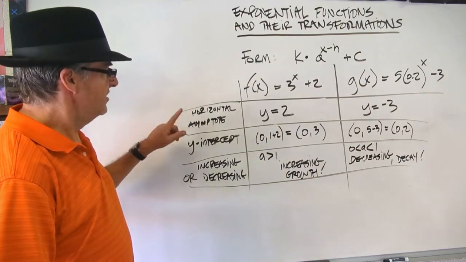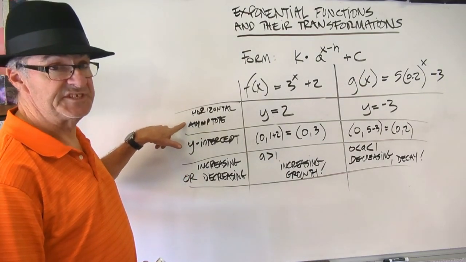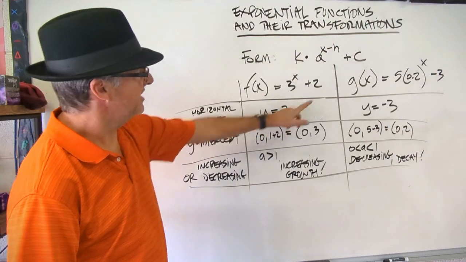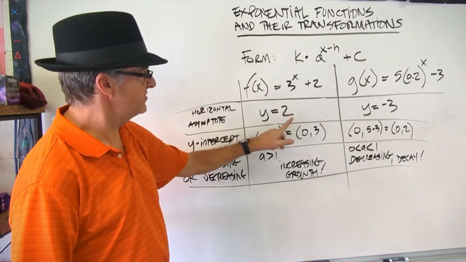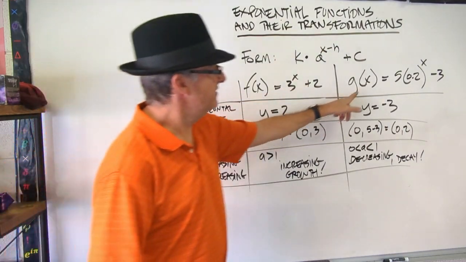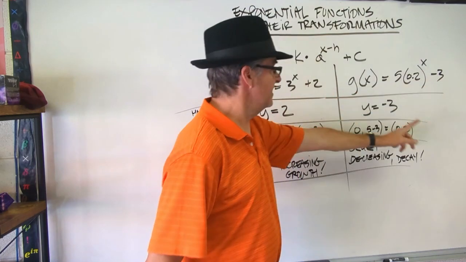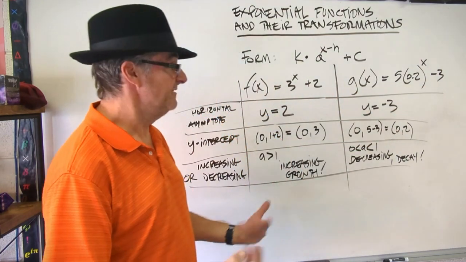Okay, check it out. The horizontal asymptote, that's just c. So y equals c. Here's my 2 for this function, so the horizontal asymptote is 2. In this one, the horizontal asymptote is -3. So there we go. We've got that.